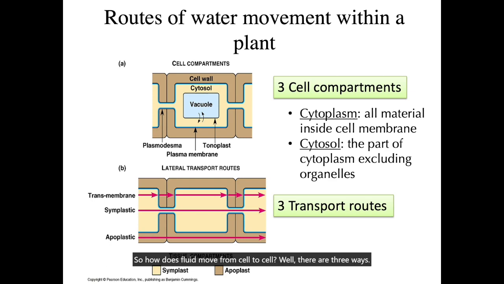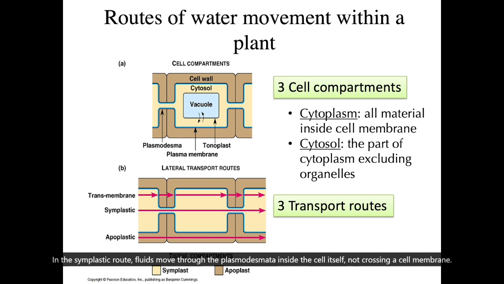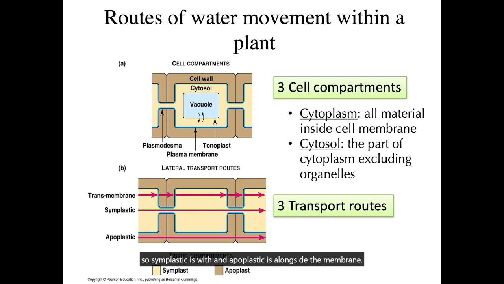So how does fluid move from cell to cell? Well, there are three ways. One way is called the symplastic route. In the symplastic route, fluids move through the plasmodesmata inside the cell itself, not crossing a cell membrane. The second way is called the apoplastic route. Apo means alongside. Sym means with. So symplastic is with, and apoplastic is alongside the membrane. And apoplastic flow occurs outside the cell membrane, in the cell walls and the middle lamellae.